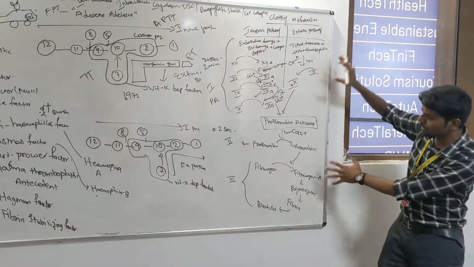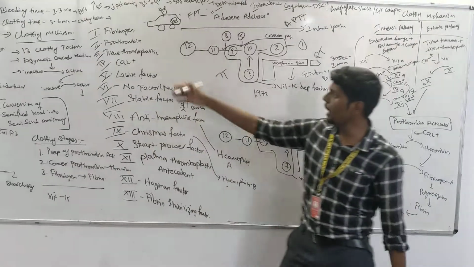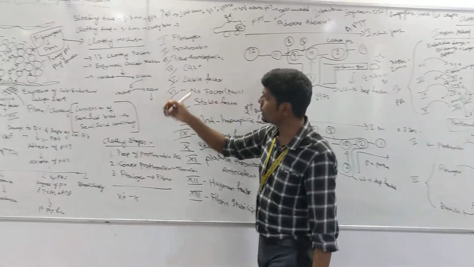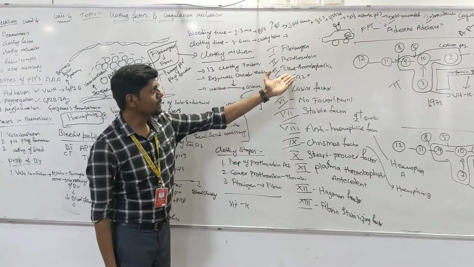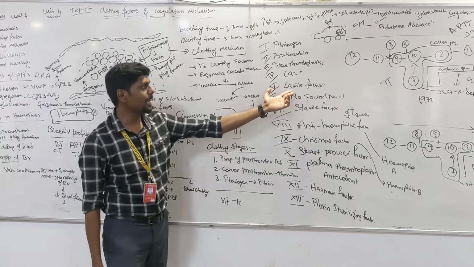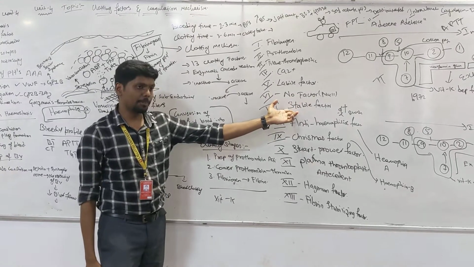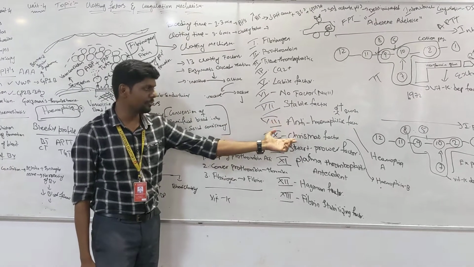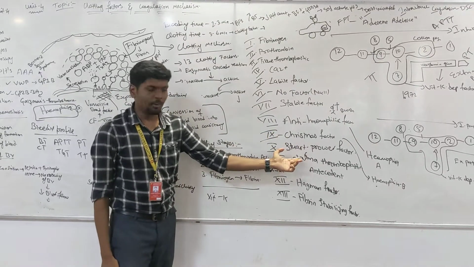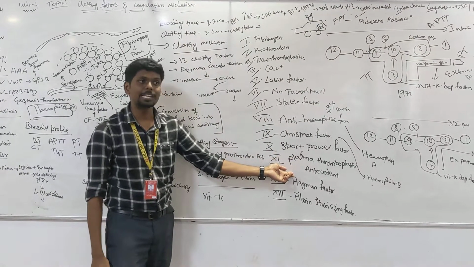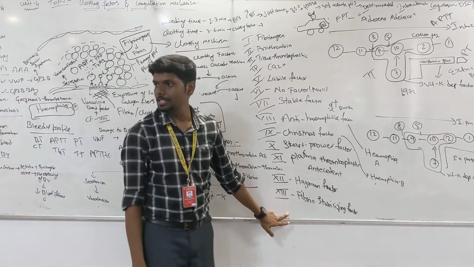In order to understand this pathway, first we need to have a basic idea of the clotting factors. So we have a total of 13 clotting factors. And what are they? Starting with fibrinogen, prothrombin, tissue thromboplastin, calcium, labile factor. There is no factor 6. 7 is stable factor, 8 anti-hemophilic factor, 9 Christmas factor, 10 Stuart-Prower factor, 11 plasma thromboplastin antecedent, 12 Hageman factor and 13 fibrin stabilizing factor.